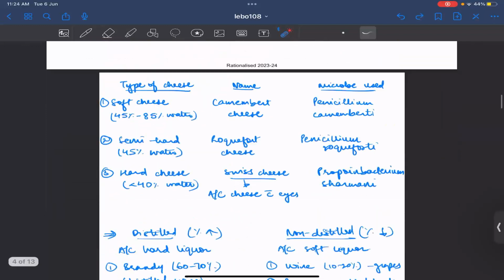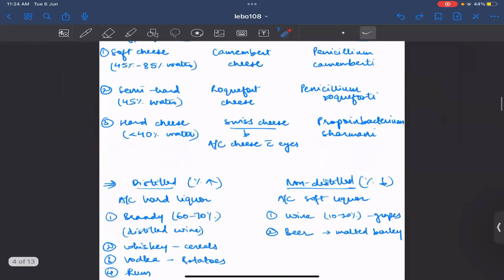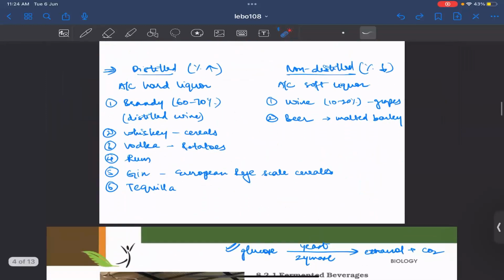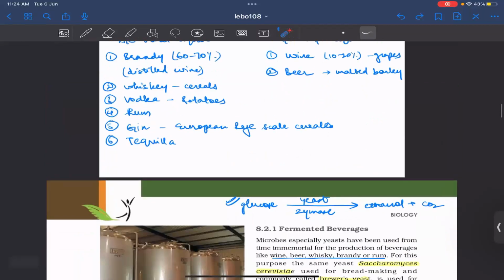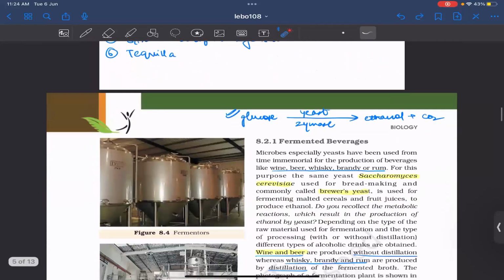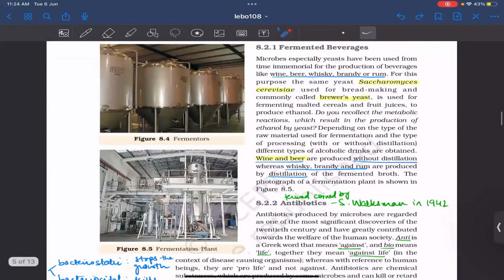Now for large scale production, fermenters are used. Then these are the types of drinks made, non-distilled and distilled, hard liquor, soft liquor, their examples and concentrations, and the products from which they are made, the raw products. Now the enzyme diastase is used for the formation of fermented beverages.